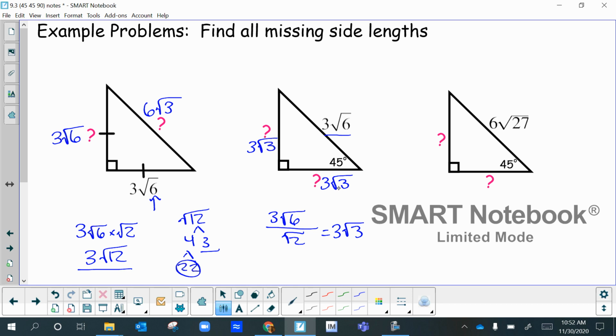And so you'll notice it doesn't follow this pattern over here where you just flip-flop. Okay, so if some of y'all were thinking this was going to be 6 radical 3, that would be incorrect because when we did the math, this is what we got.